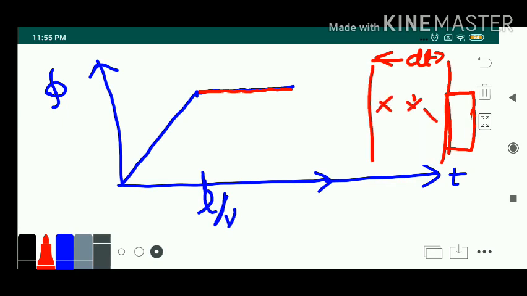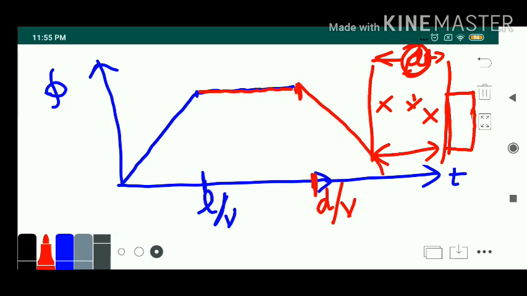That means now the flux has changed. So how much distance has been traveled? d. So this point will be d by v. After this distance d has been traveled by the coil, there is a change in flux. It starts to decrease, right? So this is the graph for phi. Clear? This is very easy, right?